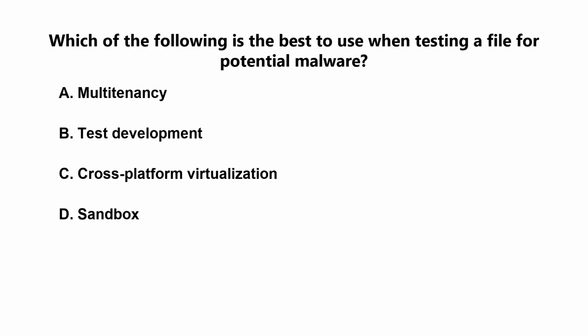Question 17. Which of the following is the best to use when testing a file for potential malware? Option A. Multi-tenancy. Option B. Test development. Option C. Cross-platform virtualization. Option D. Sandbox. The correct answer is option D. Sandbox.